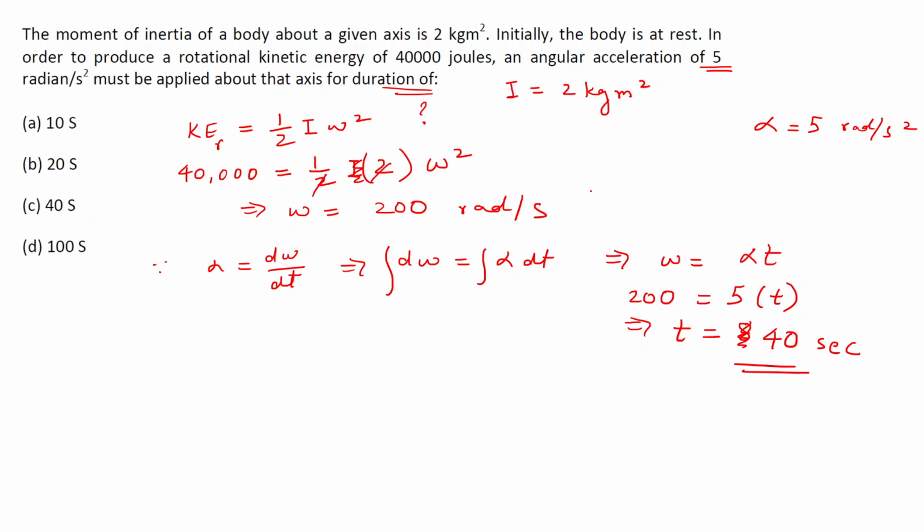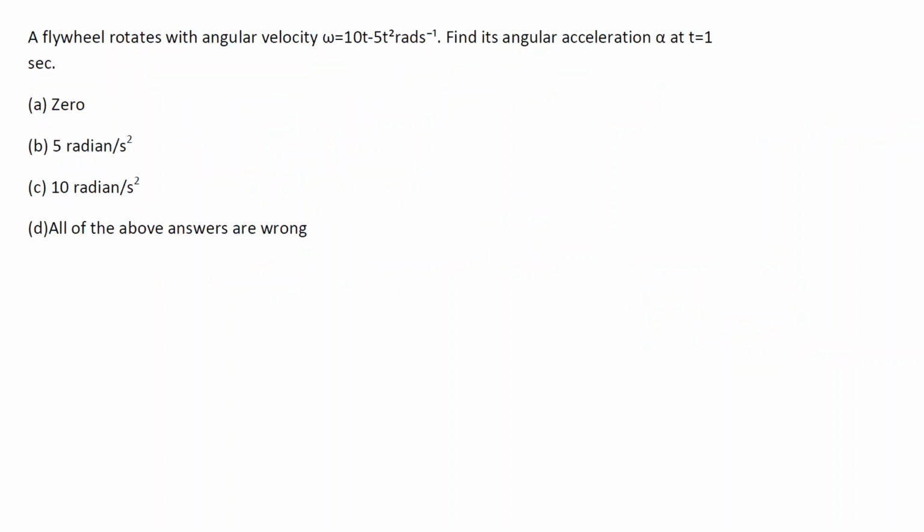So with this angular acceleration and this kinetic energy, the time is 40 seconds. We need to apply this angular acceleration for 40 seconds to achieve 40,000 joules of rotational kinetic energy. So our answer is option C. This is the correct answer. Okay, now the next question.